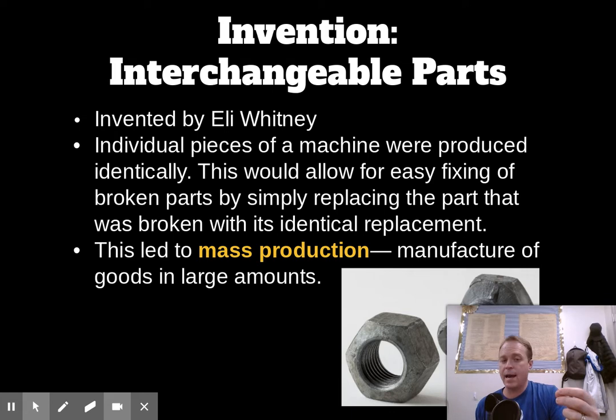We're also going to see this happen with weapons. So there was a really big invention using this interchangeable parts with muskets and rifles. And this is going to allow armies to much more quickly fix problems when their firearms are broken. It's also going to allow them to kind of train everyone the exact same way because everybody is using the same rifle. So interchangeable parts are created by Eli Whitney.